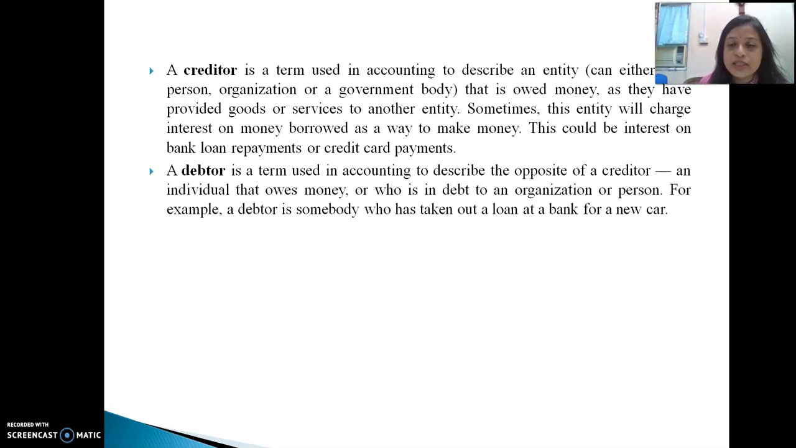Next, debtor. Debtor is just the opposite of the creditor. Debtor is a term used in accounting to describe the opposite of a creditor: an individual that owes money or who is in debt to an organization or person. For example, a debtor is somebody who has taken out a loan at a bank for a new car. If we see from the business point of view, a debtor is a person or an organization from whom the business will get money in future. So a debtor is a person or organization who has to pay money to the business in future.